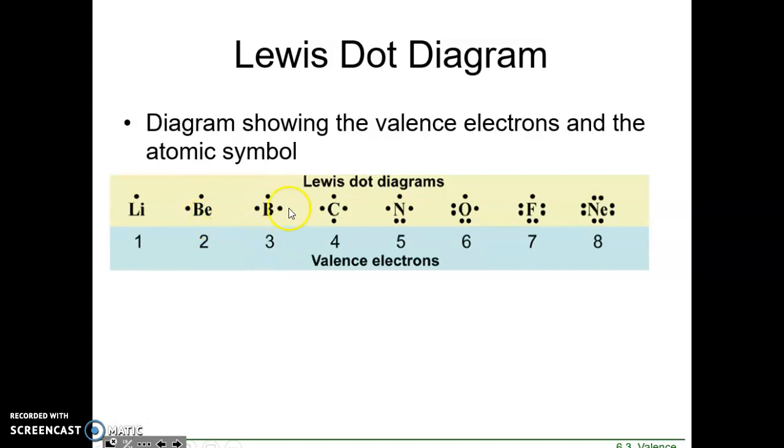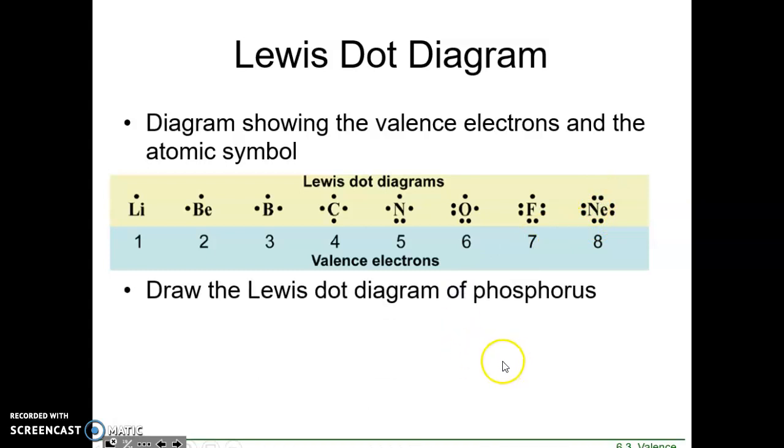Boron has 3. Carbon has 4. And now 5, nitrogen, we're going to start doubling up. Now when each of the 4 sides has 1 dot, then you can double up. So nitrogen has 2. Oxygen has 6, so 2 sides are doubled up. 2 sides just have 1. Fluorine has 7. And neon has 8, 2 on each of its 4 sides.